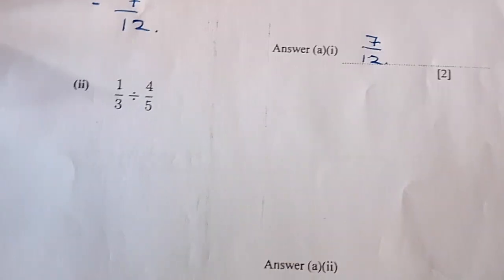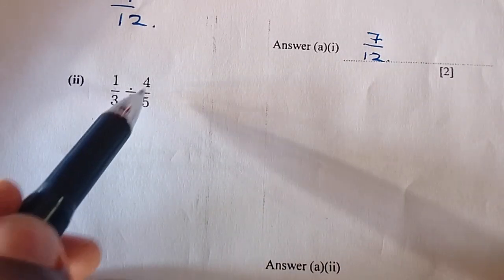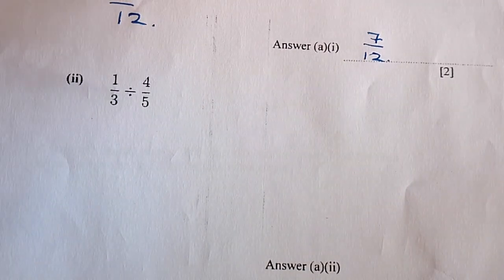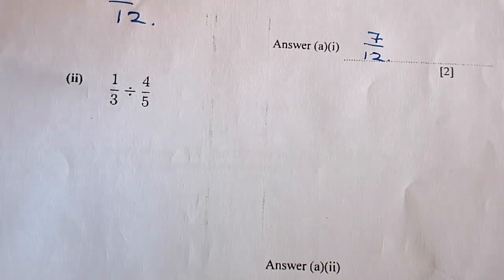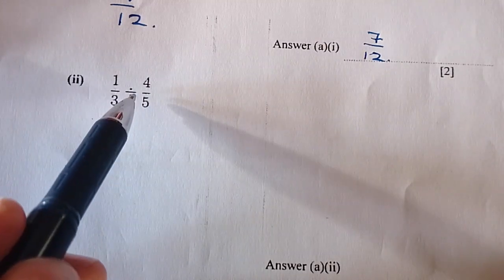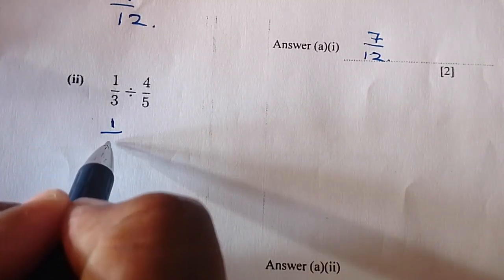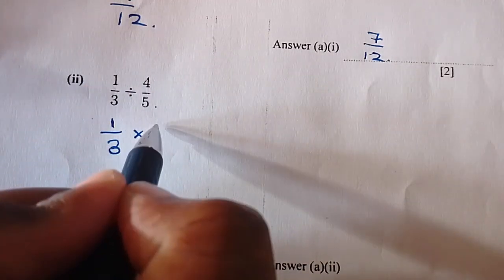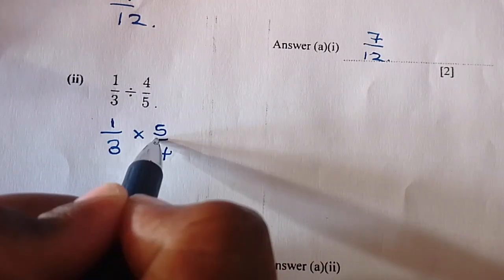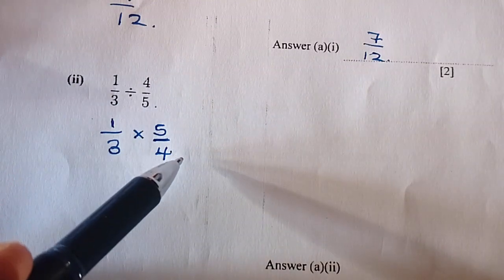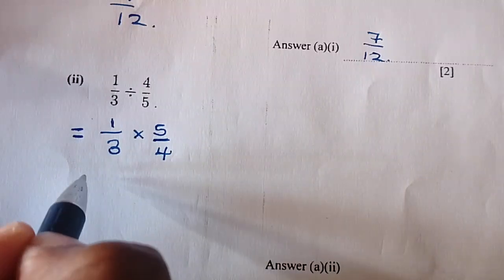Then part 2. A third divided by 4/5. Whenever we have a division of fractions or any number, when dividing, we convert the divided by into a multiplication sign and then invert the second fraction. So it now becomes 5/4. By inverting, we mean the denominator becomes the numerator and the numerator becomes the denominator, right?